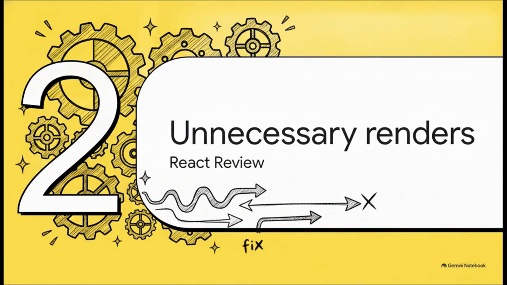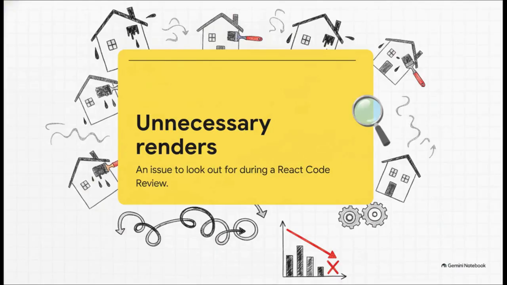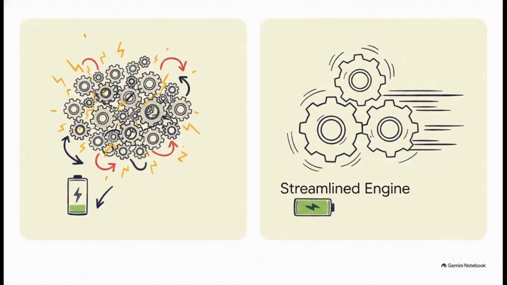Moving right along to Section 2, fixing unnecessary renders. Let me ask you this, is your app working twice as hard just to display the exact same thing? Because an unnecessary render happens when a component recalculates and updates its interface, even though the underlying data hasn't changed one single bit. Think about it. It's literally like repainting your entire house every single day just because the sun came up. It is a massive waste of resources, and if you're building a complex application, this invisible drain will absolutely tank your performance.